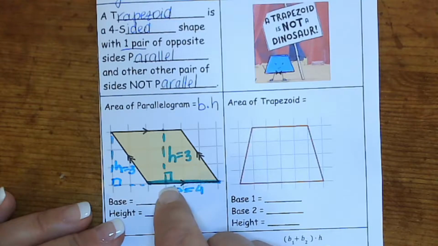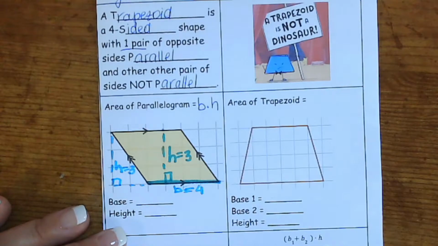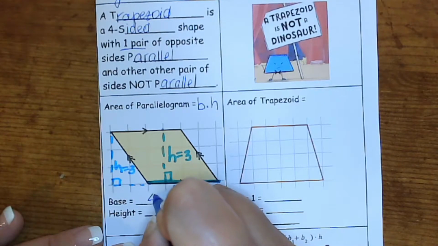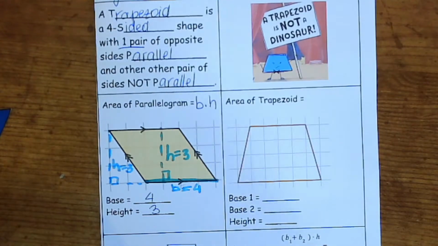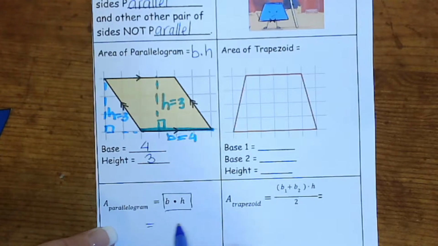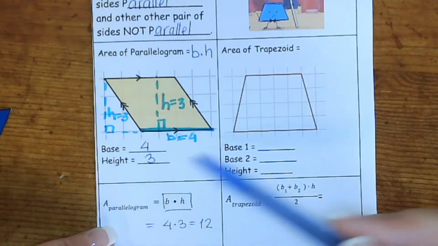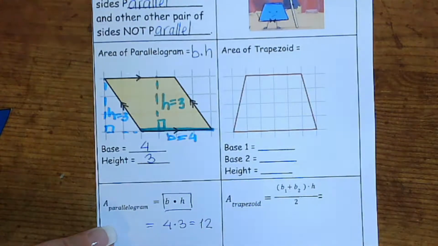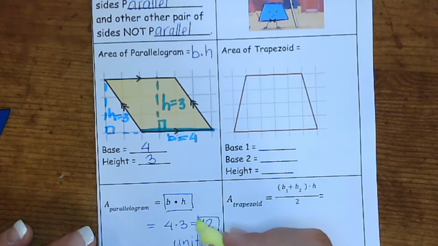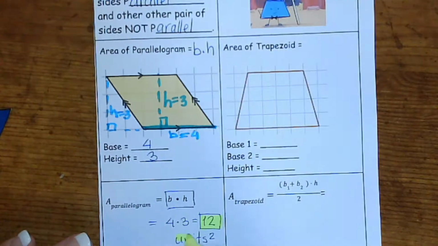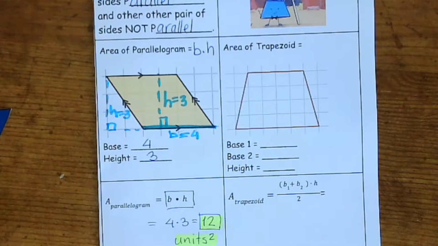So if the base here is 4, the height being 3, we can use the formula: the area of a parallelogram is base times height, which is 4 times 3, and that would be 12. Whatever units we have, they will be squared. So units squared. In other words, it could be inches squared, or square feet, or square meters, or square centimeters. The units have to be to the second power because we're multiplying two lengths, base and height.